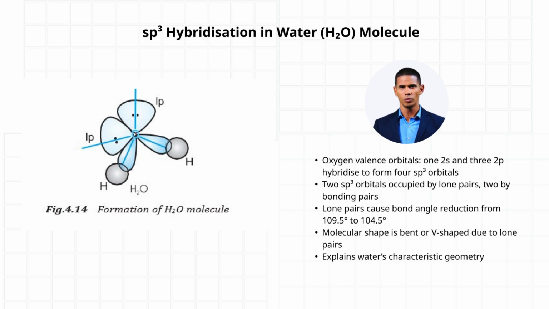Take a look at the figure with me. Oxygen is in the center with 2 hydrogens bonded, and 2 lone pairs labeled LP, represented as blue lobes. The lone pairs push the hydrogen bonding lobes closer, bending the molecule. Because lone pairs repel more than bonding pairs, the ideal tetrahedral bond angle of 109.5 degrees shrinks to approximately 104.5 degrees, giving water its famous bent or V-shaped geometry.